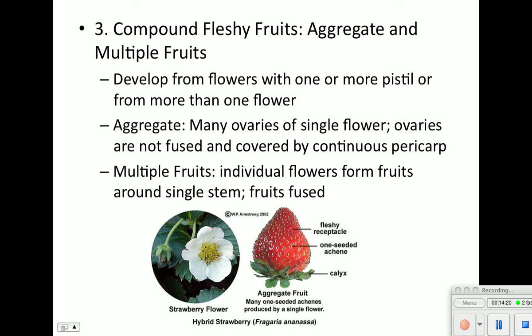Okay, compound fleshy fruits, aggregates, and multiple fruits, so strawberries. With an aggregate, there are many ovaries of a single flower. The ovaries are not fused, and so then it's covered by this continuous pericarp. That's why we get all these tiny little seeds here.